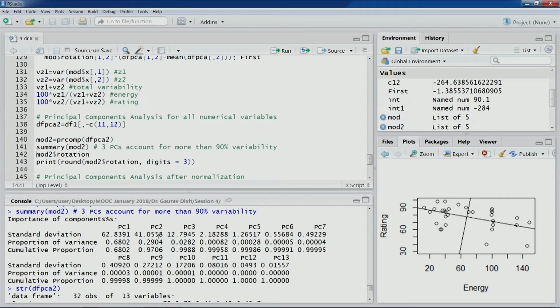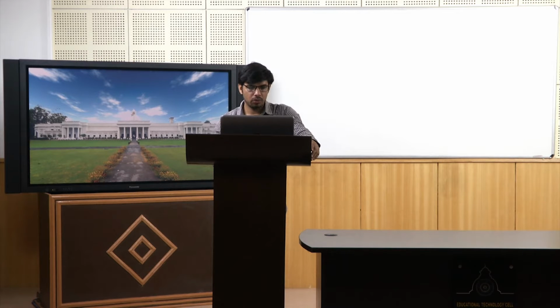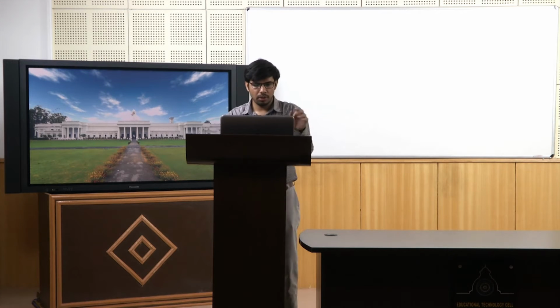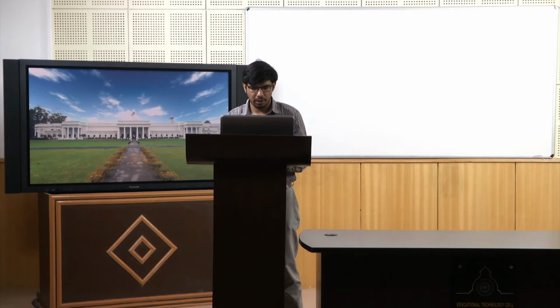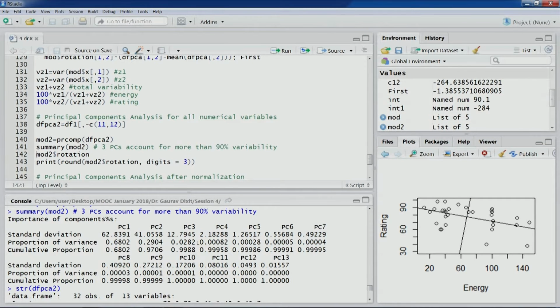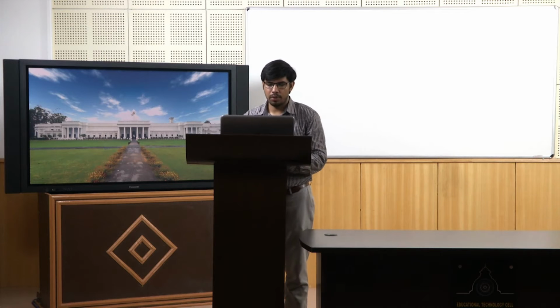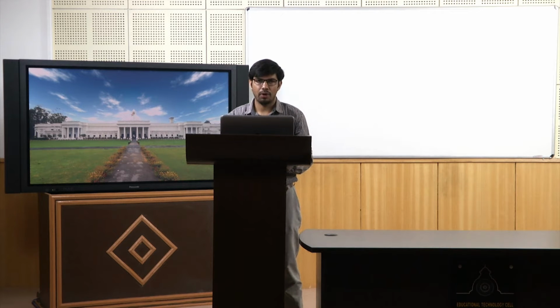Therefore the dimension can be reduced from 13 to 2, because most of the variability is captured by these two. The proportion of variance captured by the other principal components is less than 3%. PC3 is 2.8, and the others are totally insignificant. So we can keep the first two principal components as two dimensions and reduce the dimensionality from 13 to 2.